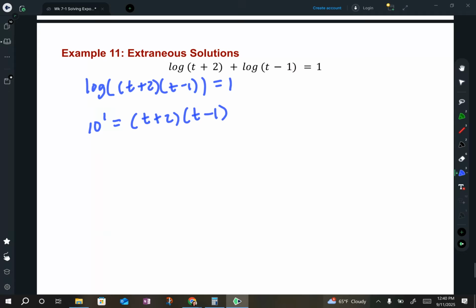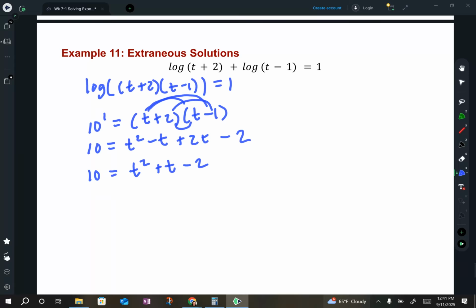This is a quadratic equation. I know when I want to solve quadratic equations, either using factoring or the quadratic formula, I have to set it equal to 0, which means I have to multiply this all out and set it equal to 0. So let's FOIL this out. t squared minus t plus 2t minus 2. 10 equals t squared plus t minus 2. Set it equal to 0. 0 equals t squared plus t minus 12.